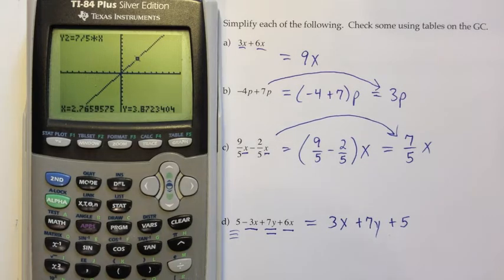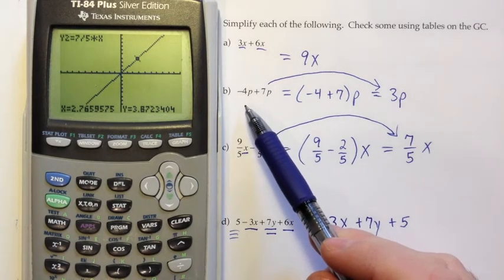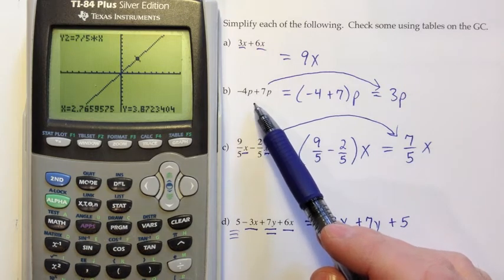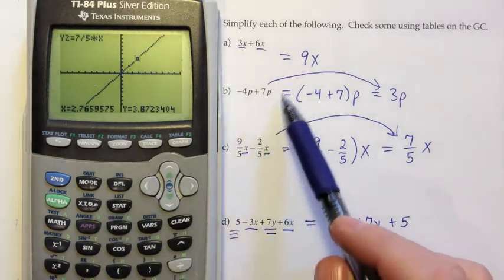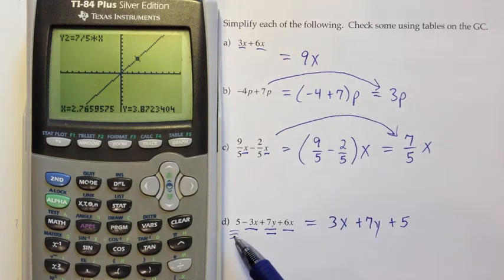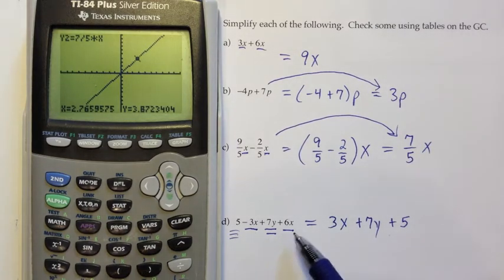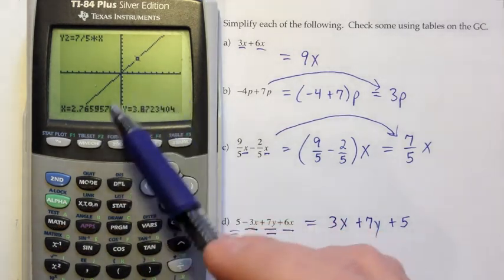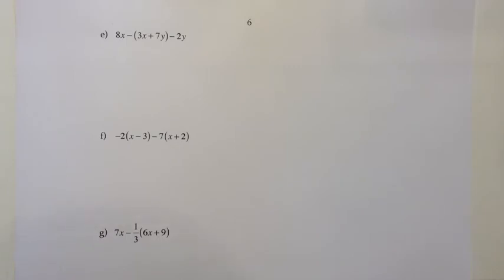Just a quick mention in terms of checking these other ones, if you were going to check B, you would just have to still use the X key even though the problem had a P in it. And when you get down to D, if you have one with two variables in it, then this method's not going to work. Let's continue on simplifying our expressions by combining like terms, just looking at a few other situations that can arise.